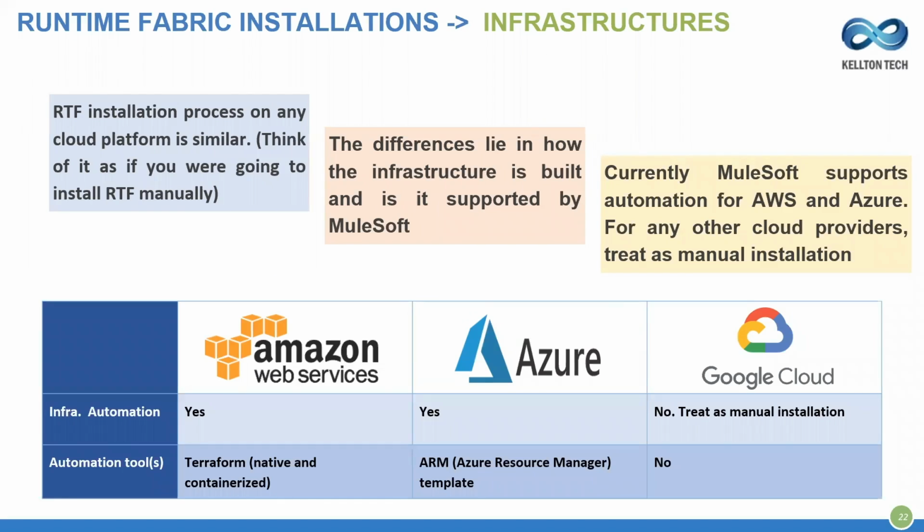RTF installation process on any cloud platform is similar. Think of it as if we are installing RTF manually. The differences lie in how the infrastructure is built and supported by MuleSoft. Currently, MuleSoft supports automation for AWS, Azure, Oracle, Huawei Cloud, and Google Cloud Platform. It is on these platforms that we have to install Runtime Fabric with manual steps.